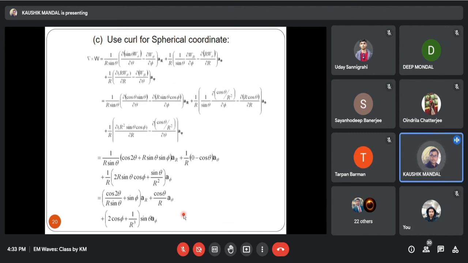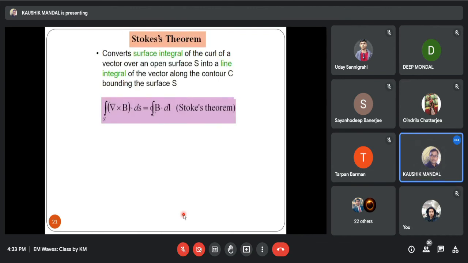So this is the basic knowledge on the gradient operator, divergence of a vector, and the curl of the vector. Next, we are moving to the Stokes theorem, because we are already familiar with the divergence theorem. So now we can move to the Stokes theorem.